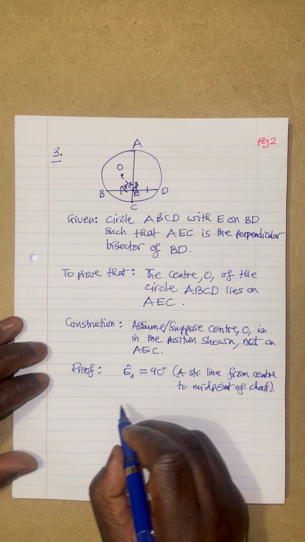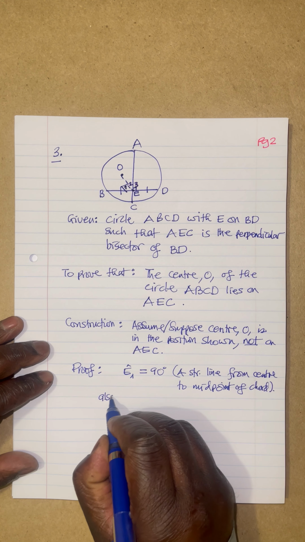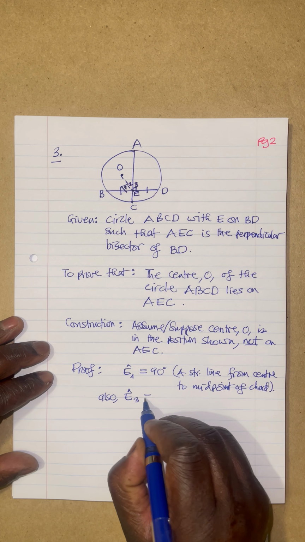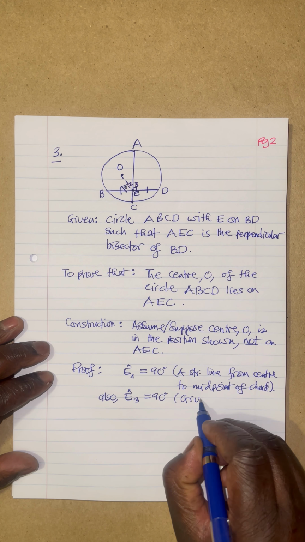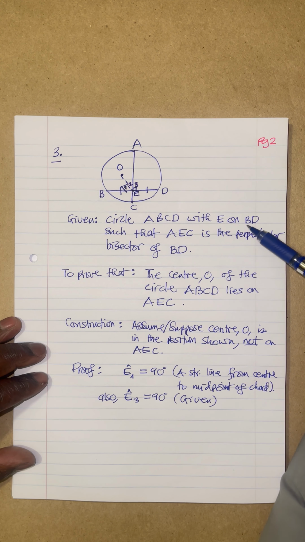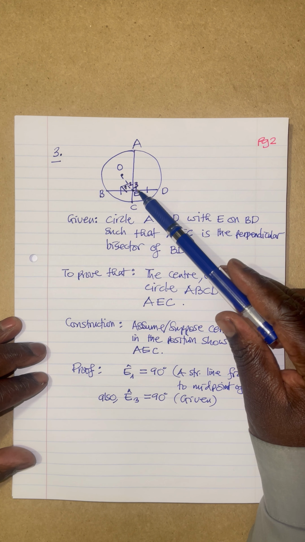Right? We also know E3 is equal to 90 degrees. How do we know? This is given. Remember, we're given that AEC is a perpendicular bisector of BD, which means that angle 3 is actually equal to 90 degrees.